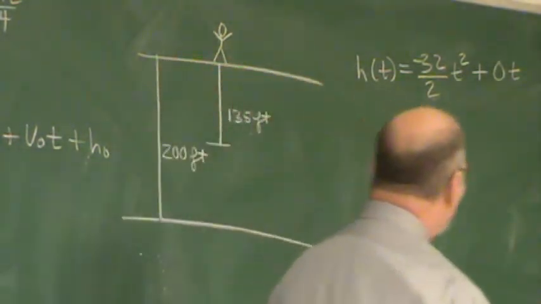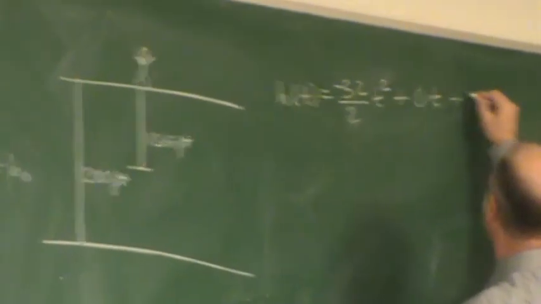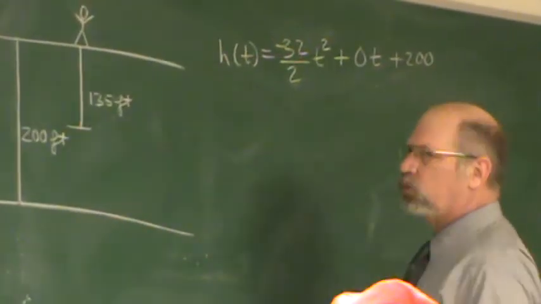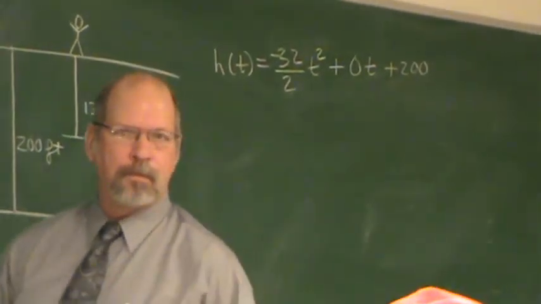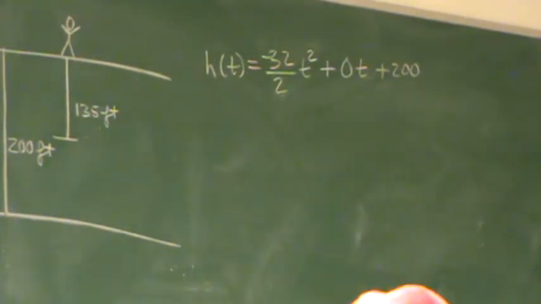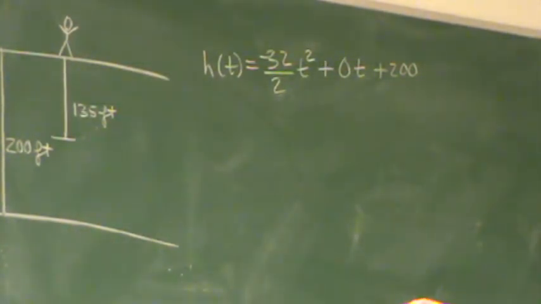Okay. What's the original height? 200, isn't it? Yes? So since there's not a velocity in there, you put 0.